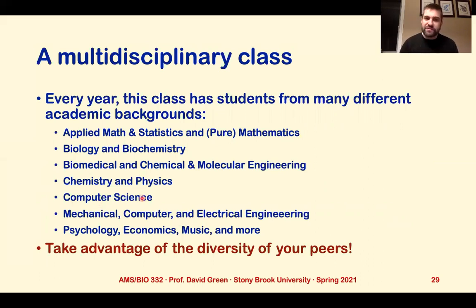There's often students from computer science. There's often students from the other engineering disciplines. There's often a handful of students from other disciplines, from psychology, from economics. We've had music students. We've had language students. This is fantastic. This is exactly what this kind of a class needs. It's a multidisciplinary field, and we have a multidisciplinary class.